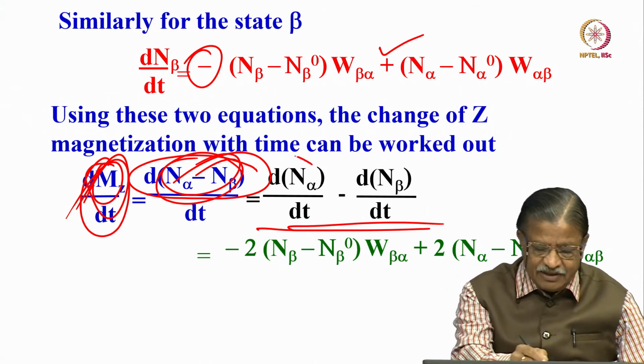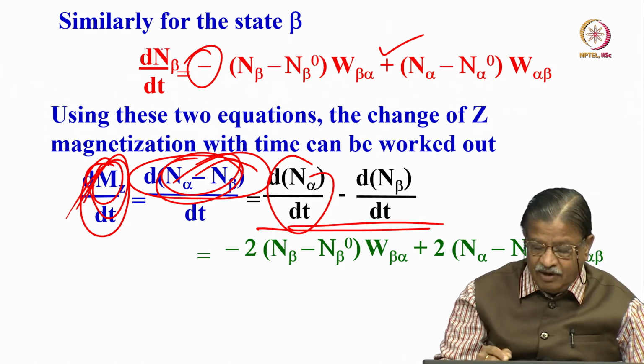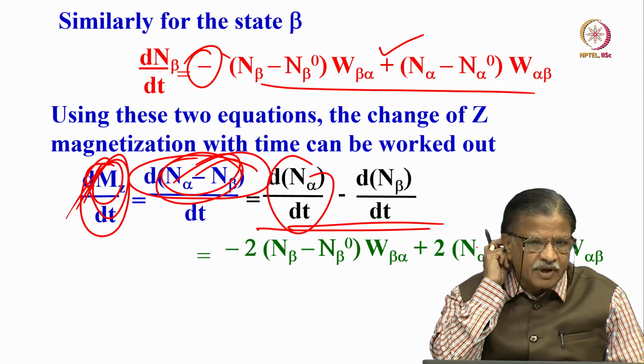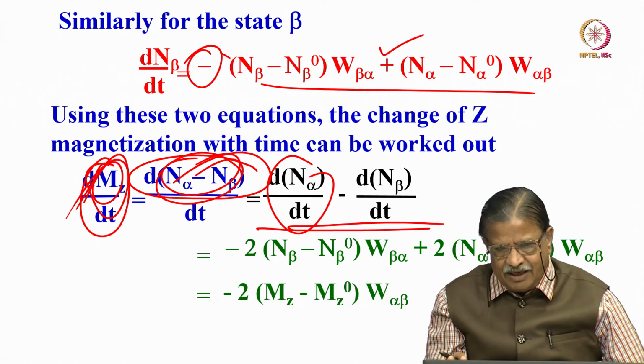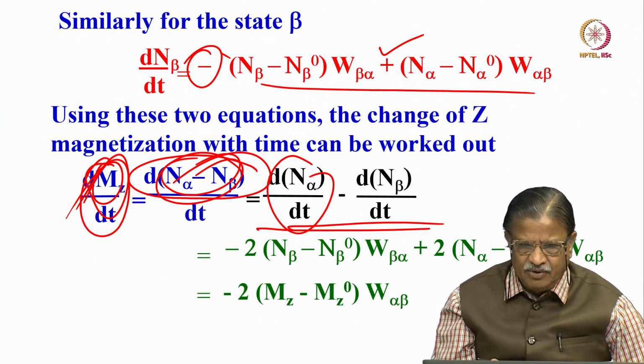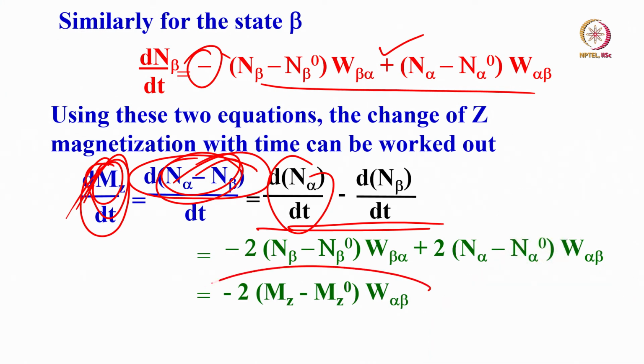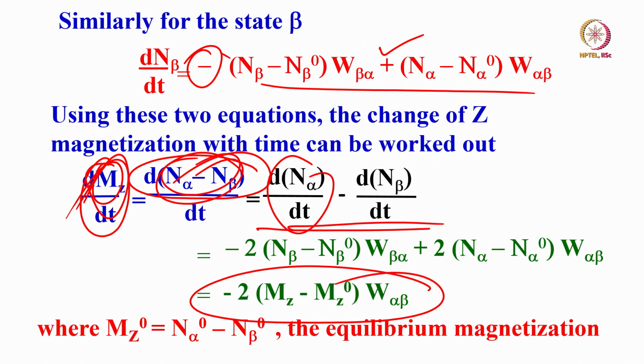Now we know what dn alpha by dt is, and we know what dn beta by dt is. Substitute those here and rearrange the terms. This is simple high school arithmetic. Then this is what you are going to get: minus 2 (Mz minus M0) times W alpha beta. Now what is Mz0? We have called it n alpha 0 minus n beta 0. It is the equilibrium magnetization.